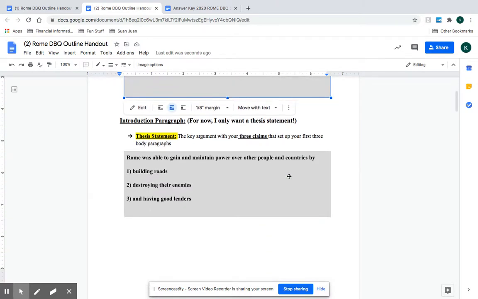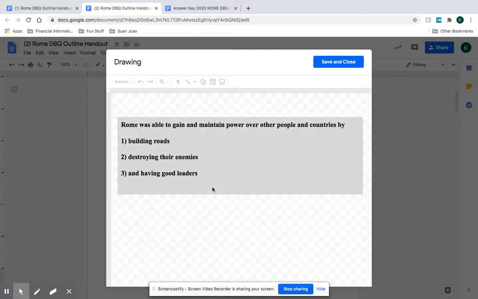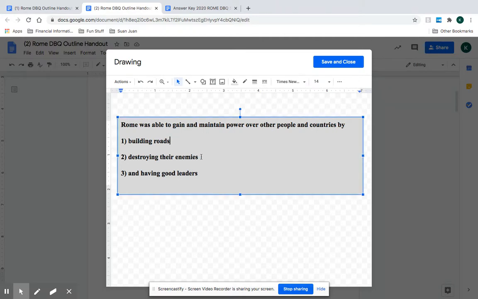So for the introduction paragraph, all we are going to do for right now is a thesis statement. And the good news is you already have your thesis statement from the thesis statement handout that we did in class on Tuesday. So I took a thesis statement that somebody else had typed, and they did a really good job. And it said, Rome was able to gain and maintain power over other people and countries by, number 1, building roads, number 2, destroying their enemies, and number 3, having good leaders. So somebody else typed this. I just kind of cleaned it up a bit.